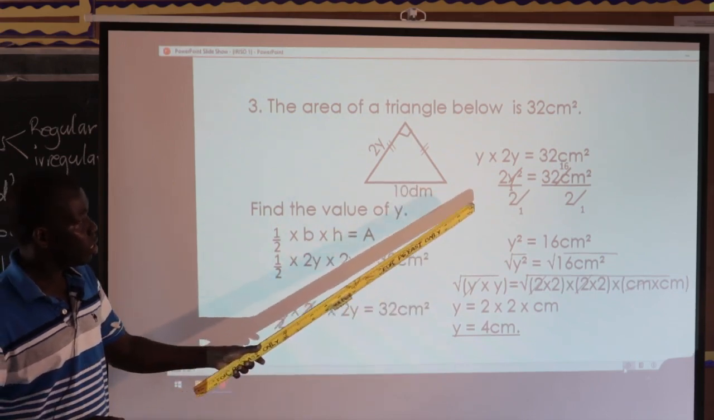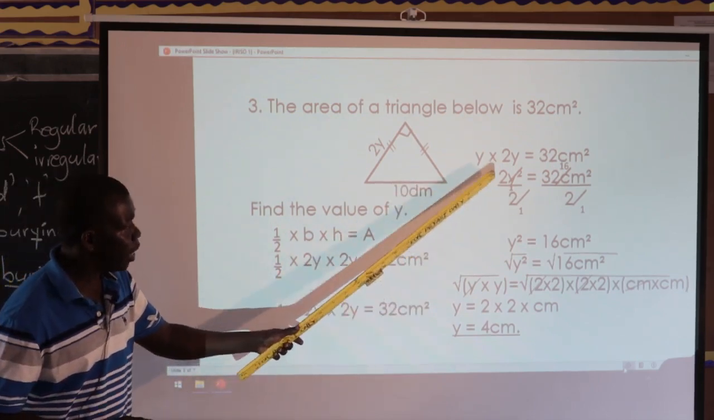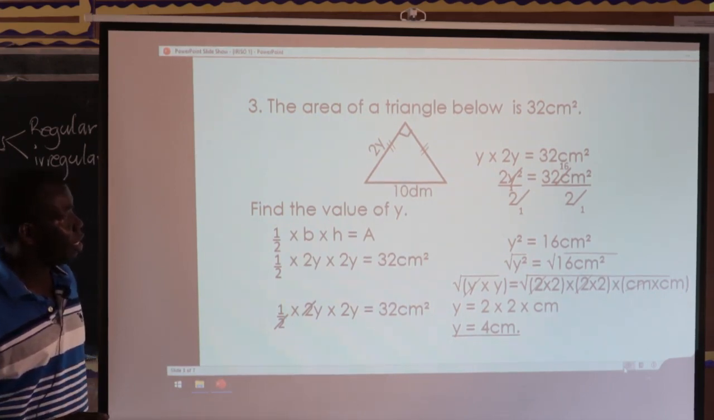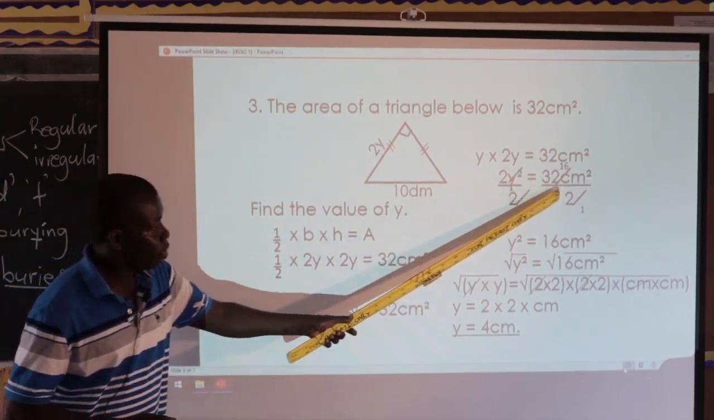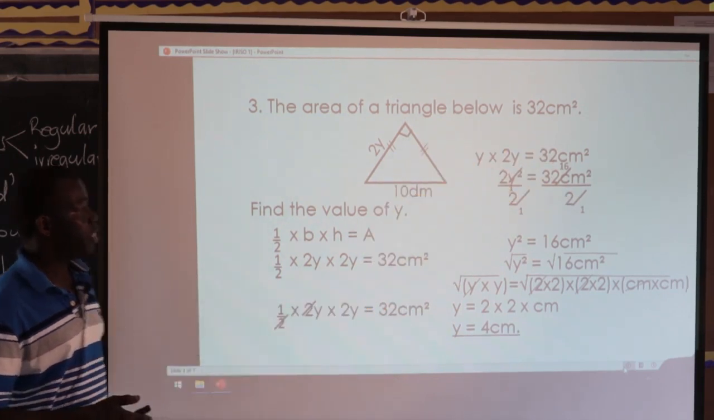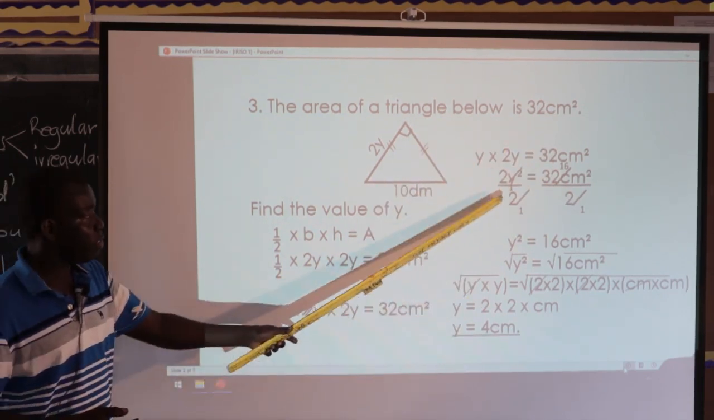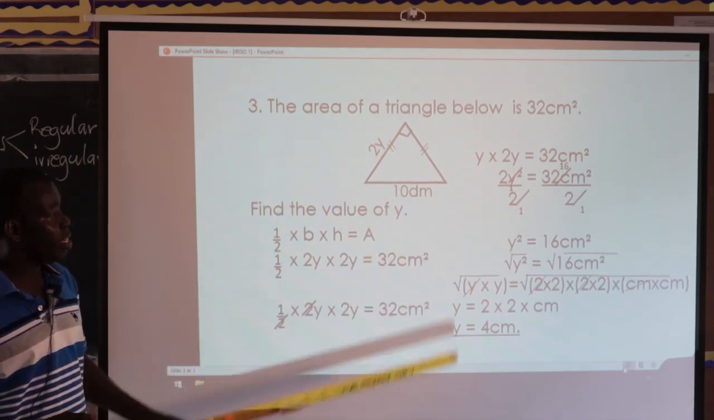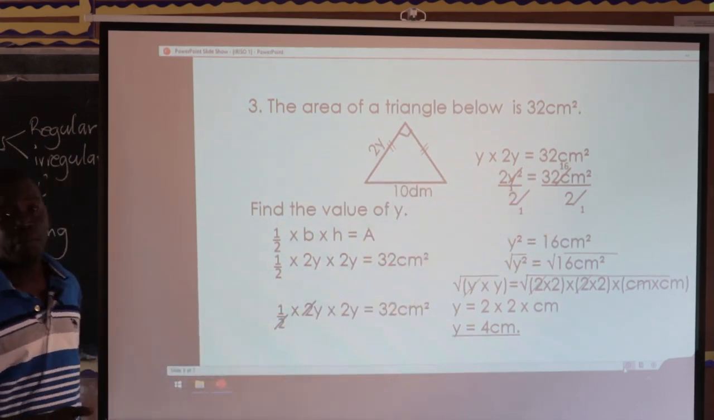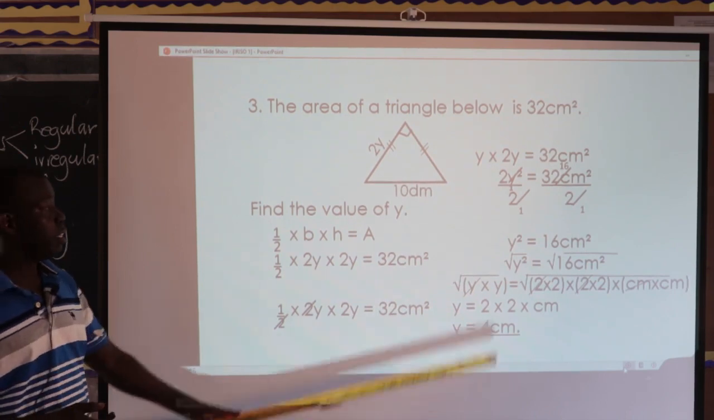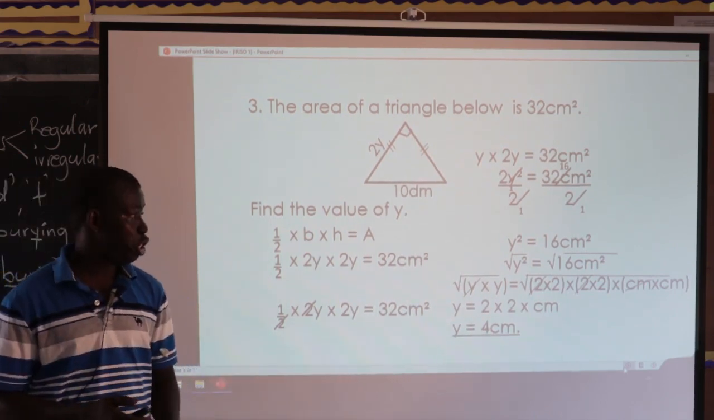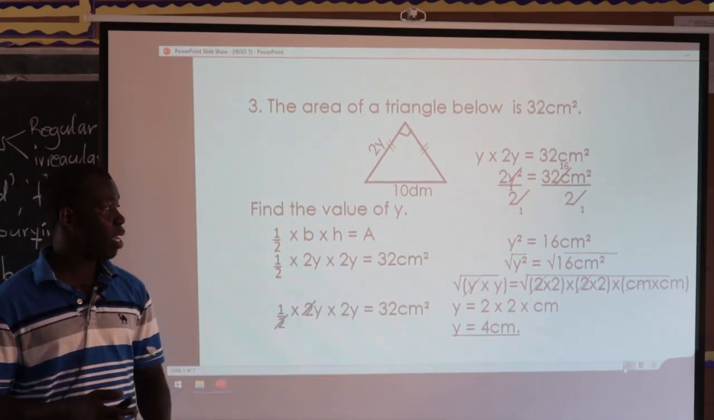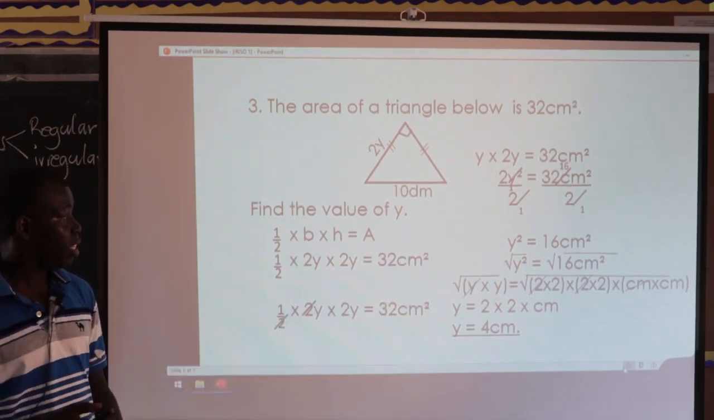Cancel by 2, 1, by 2, 1, not y. I think I didn't cancel well. 2, 1, 2 here, 16. So after cancelling this, we remain with y squared, giving us 16 square centimeters. Next step is find the square root of each term. Find the root of y squared and find the root of 16 square centimeters.